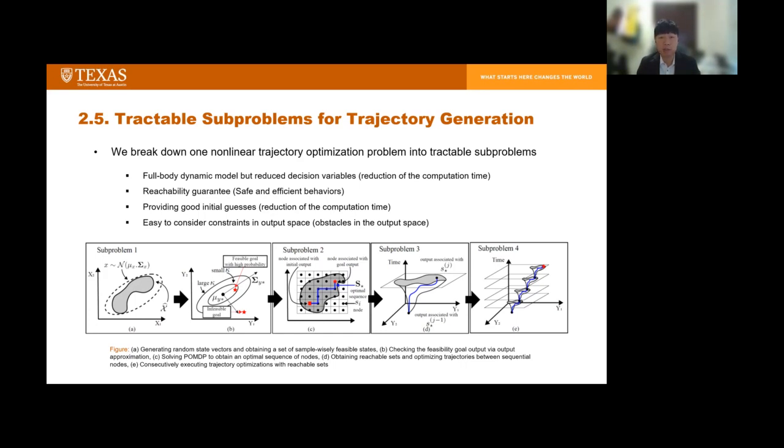Instead, we break down the end-to-end trajectory generation problem into tractable subproblems, as shown in the figures below. First, we obtain the sample-wise state reachable set using a sampling-based technique. Then we formulate a POMDP problem to obtain an optimal sequence of output subregions. We check whether it is possible to move from the current output subregion to the next one using our reachability tool. After checking it is reachable, we sequentially solve the standard optimal control problems to reach the final goal. Let's move on to the details.